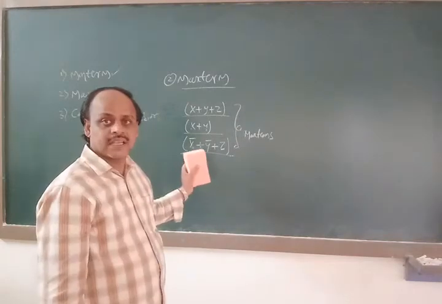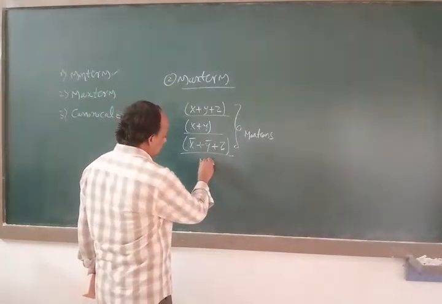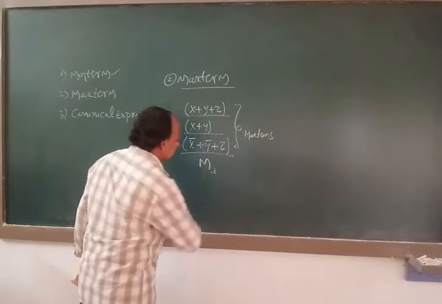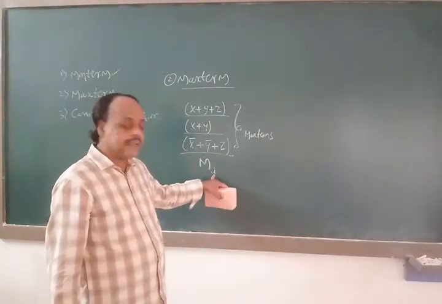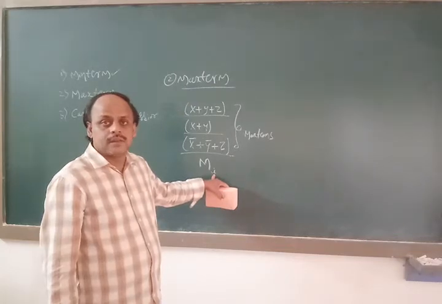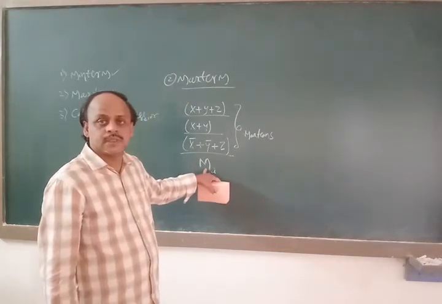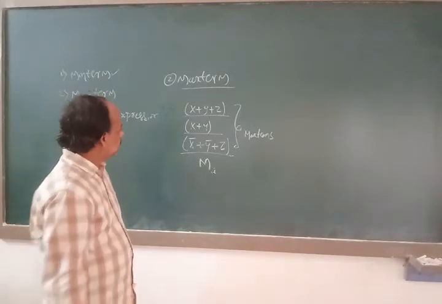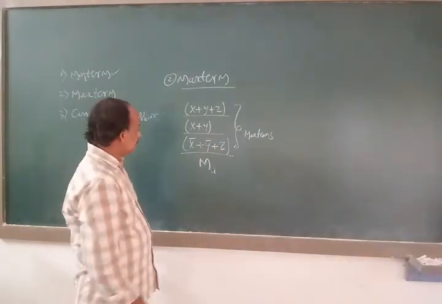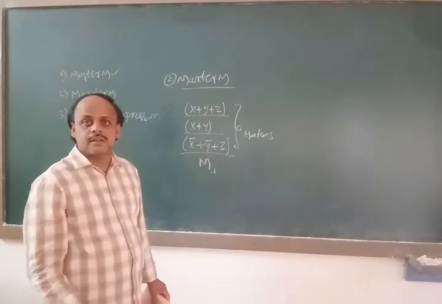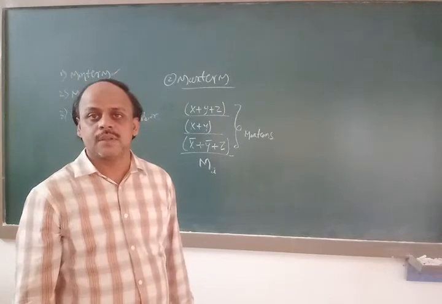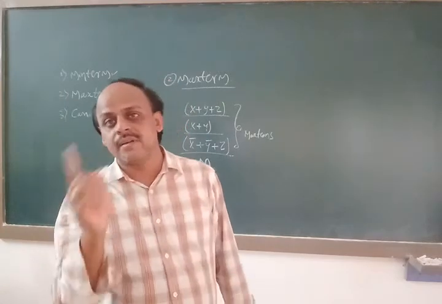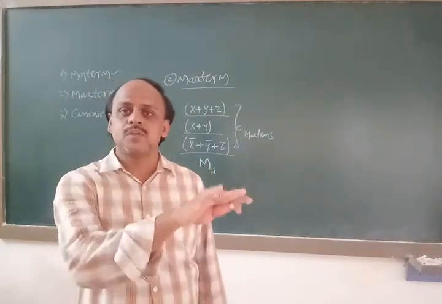In this, the max term is indicated by a letter called capital M, and this capital M has subscript i. That i represents the designation of the max term. See here, in the max terms, variables are also there and the complement of a variable is also there. In the max term, a variable indicates 0, and the complement of a variable indicates 1, exactly opposite of the min term.